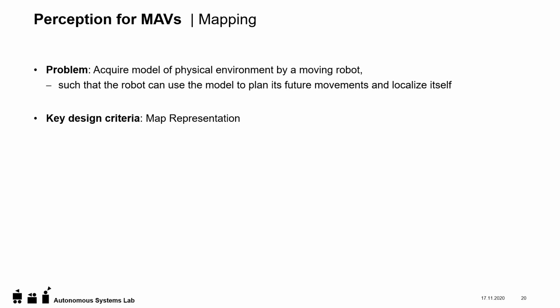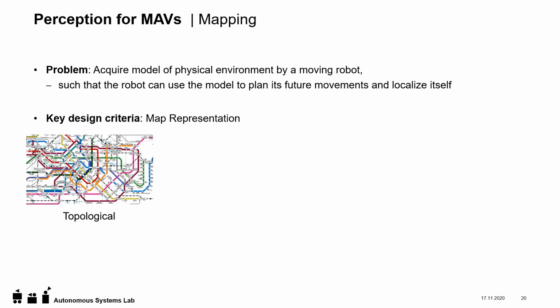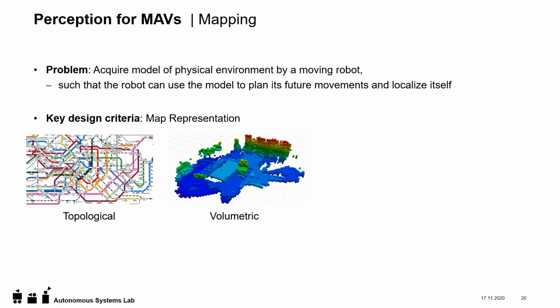Depending on what types of tasks we want to use the map for, we might choose a very different map representation. Typical map representations used are, for example, topological maps that only connect places and give us information about how to get from one place to the other without necessarily respecting the physical realities. Another type of map that is often used are volumetric maps, which gives us 3D information about free versus occupied space. For surface-based operations such as spraying, painting, or following surfaces, meshes are often used.